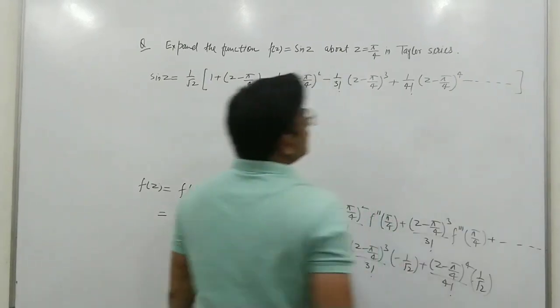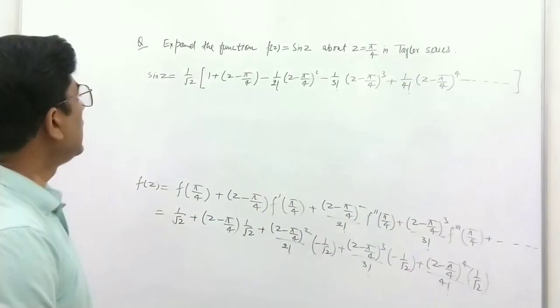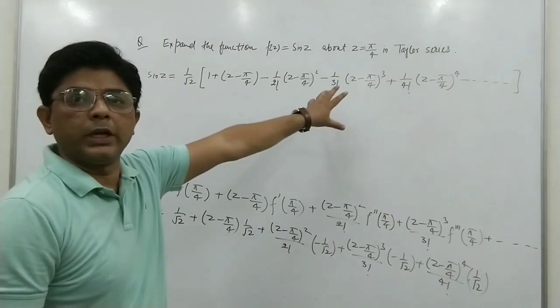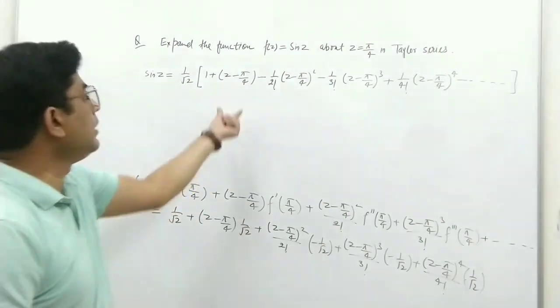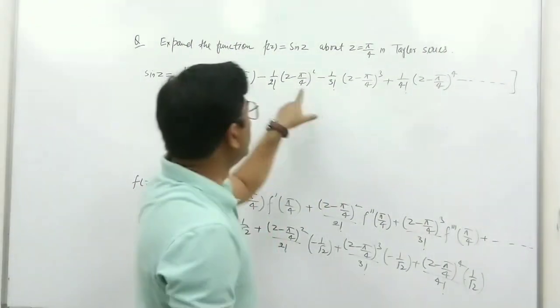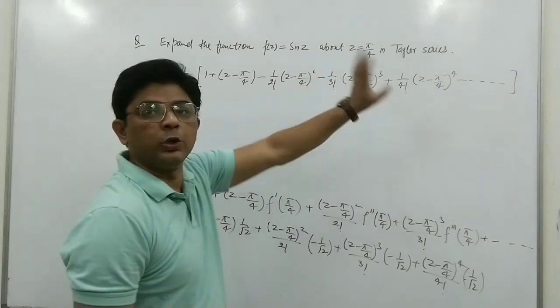Okay, so in this way we can write the expansion of this function sin z about the point pi by 4. It means the function should be written in the powers of z minus pi by 4. We should not expand this square and cube and fourth power.